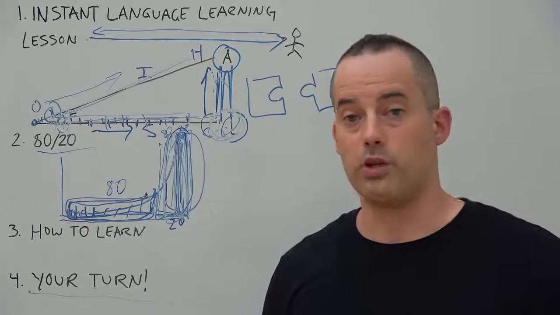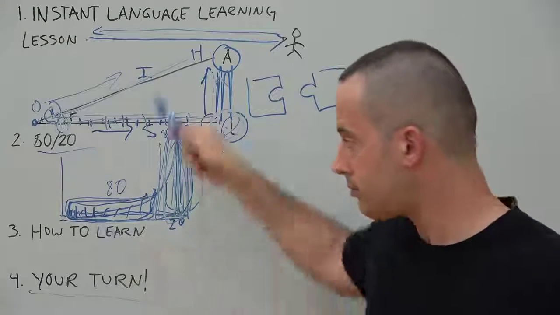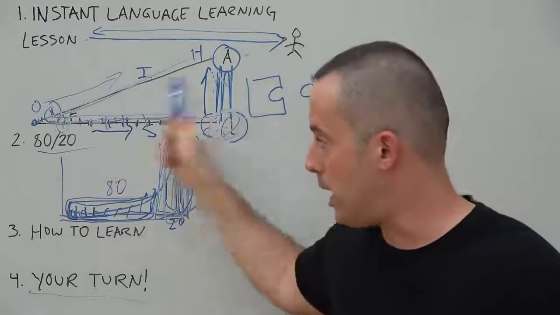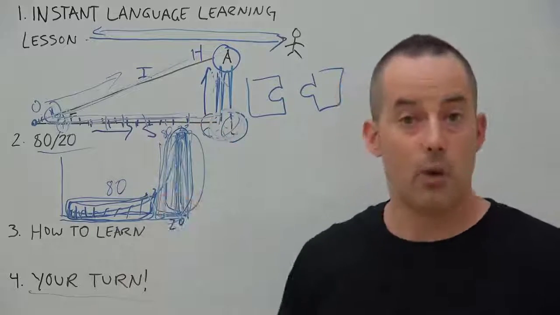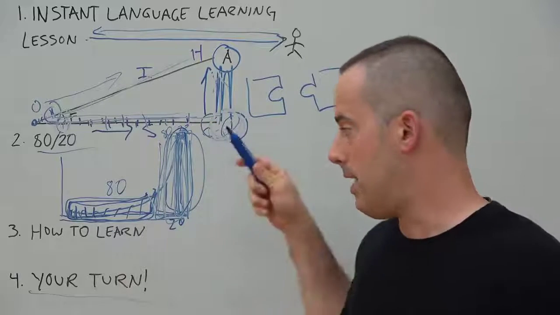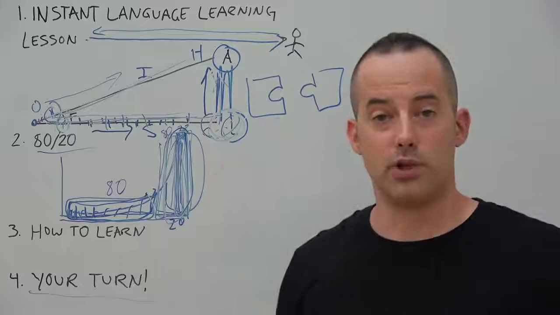I guess it's just really difficult to figure out a good way to do it, but this is how you do it. So you combine instant language learning with the idea of 80-20, so you know what to focus on, and then really you just go through and learn it the instant way.